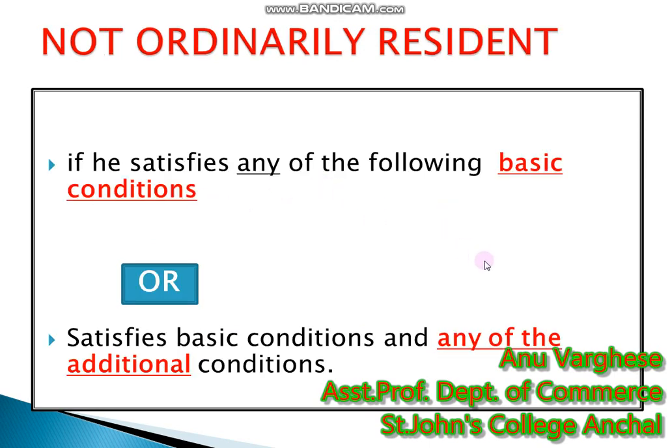Next one, not ordinarily resident. If he satisfies any of the basic conditions and any one of the additional conditions. In the case of ordinarily resident, we stated that he should satisfy any one of the basic conditions and both the additional conditions. Now we are saying that in a not ordinarily resident's case, he should satisfy any one of the basic conditions and any one of the additional conditions. We can categorize that assessee as not ordinarily resident.